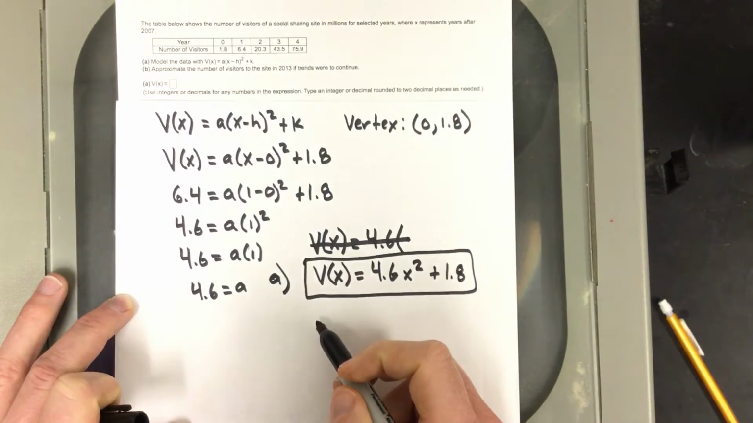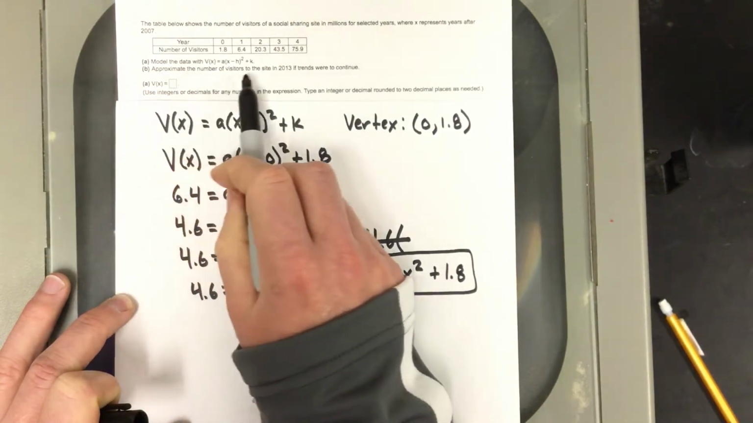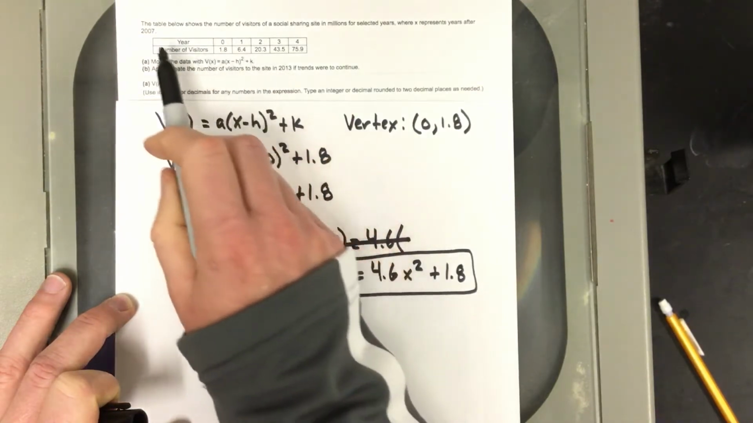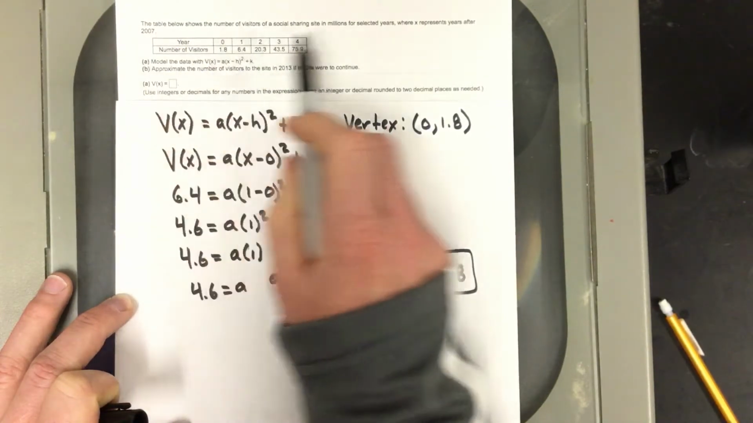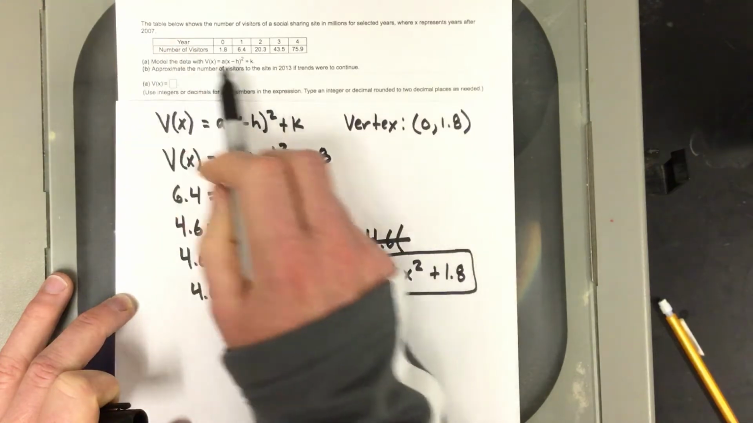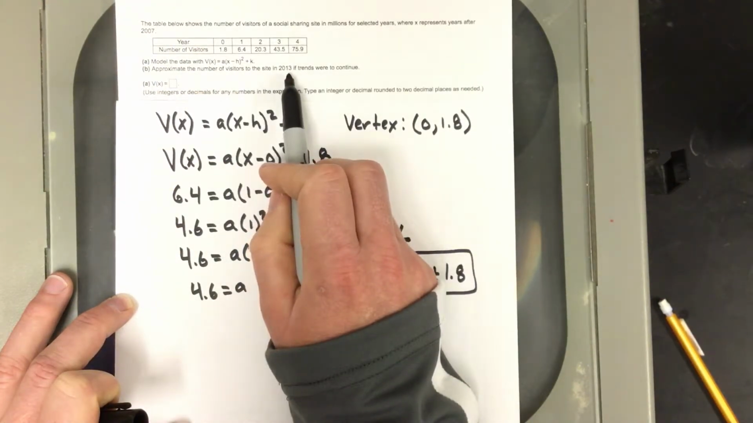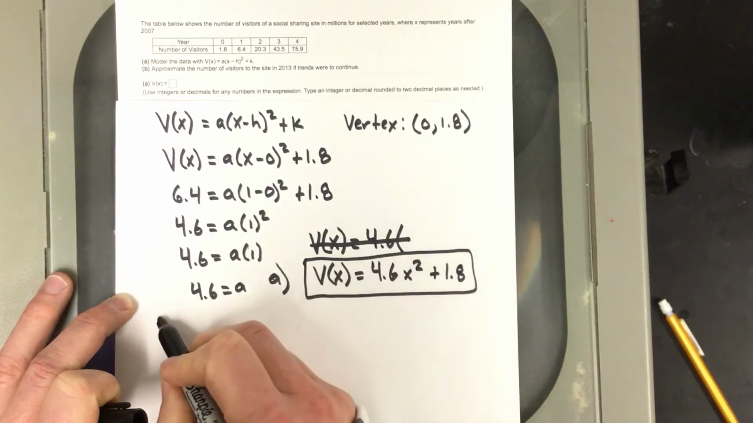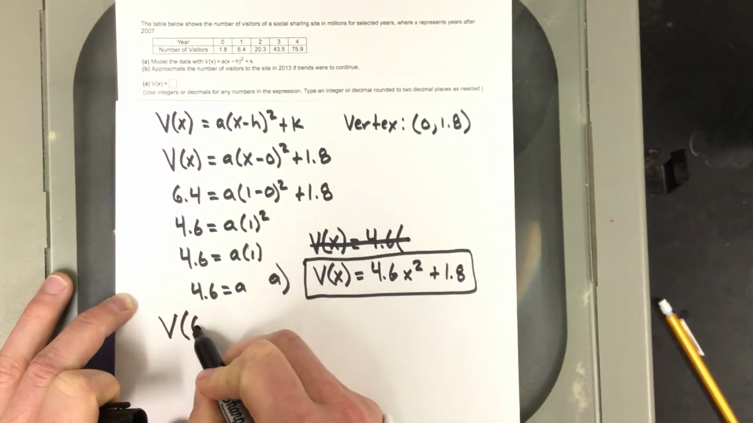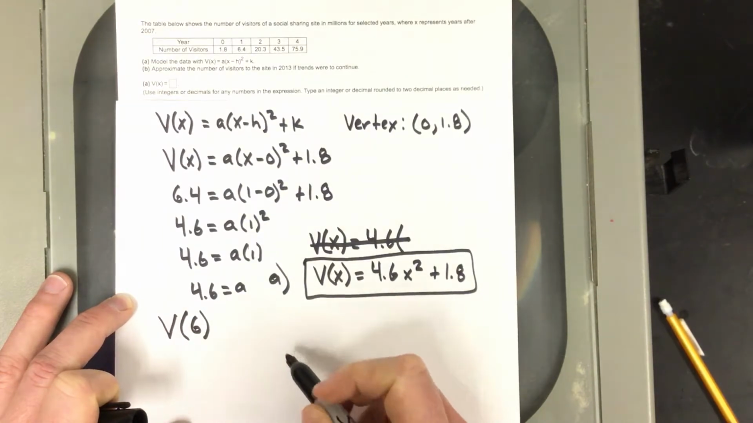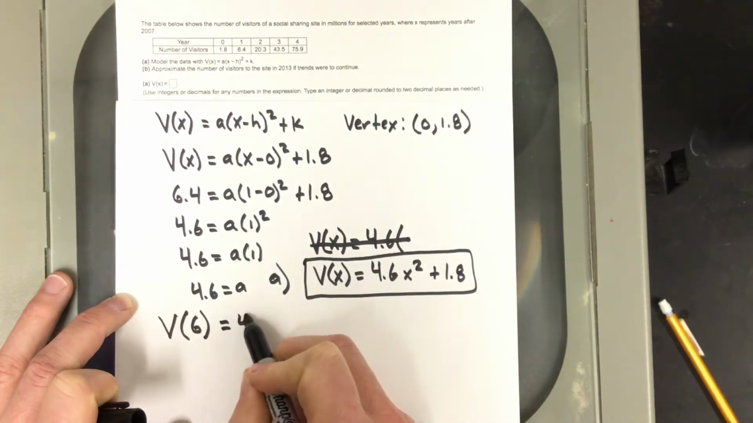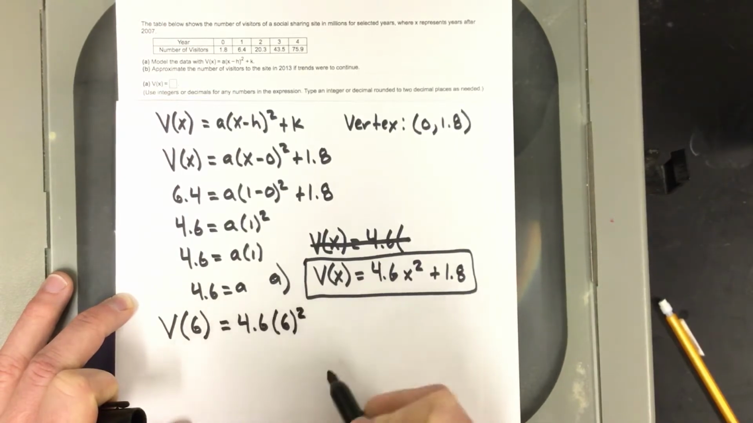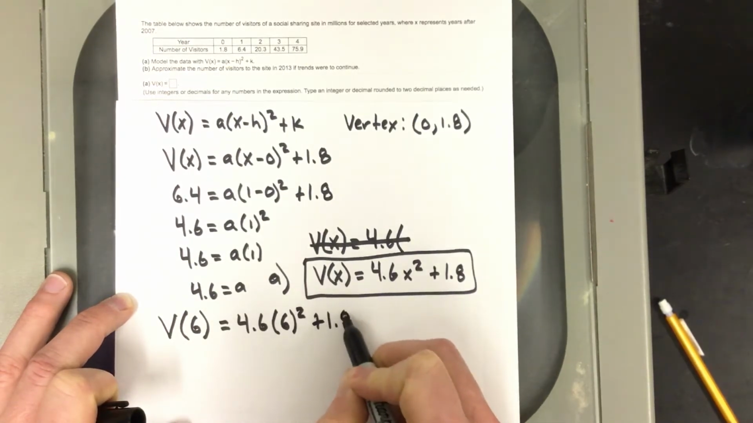Then for part B, it asks us to approximate the number of visitors to the site in 2013. Well, if we started in 2007, and remember x is the years after 2007, then 2013 is 6 years after 2007. So they want us to take this equation and evaluate it for 6 years afterwards. So that's going to be 4.6 times 6 squared plus 1.8.